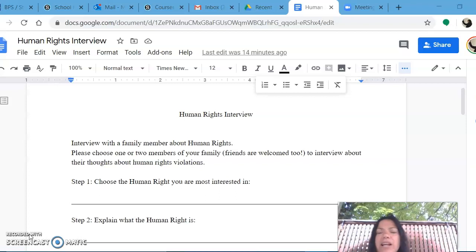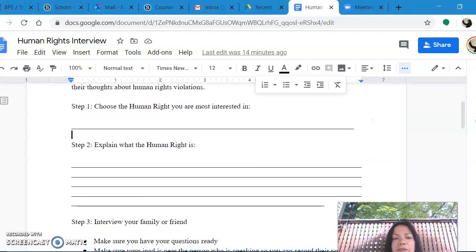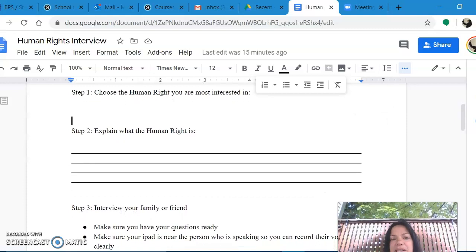So I'm going to try to explain the best I can how you would do this project. You're going to interview them about human rights. You are going to choose the human right that you're the most interested in. So, for example, you might be really interested in the right to education. The second step is to explain what that human right is.